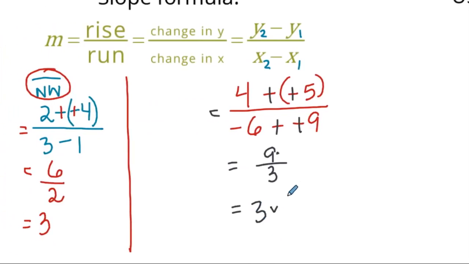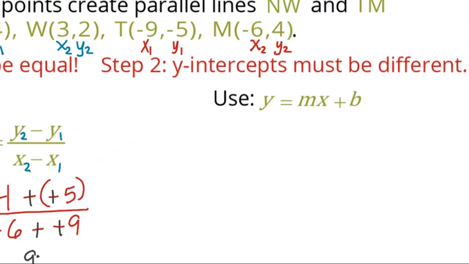Hey, so far so good. If these didn't match, guys, I wouldn't have to do this step 2. But so far, these are equal, so I'm on the right track. I like what I'm seeing. I'm going to go ahead and check to make sure that the y-intercepts are different.